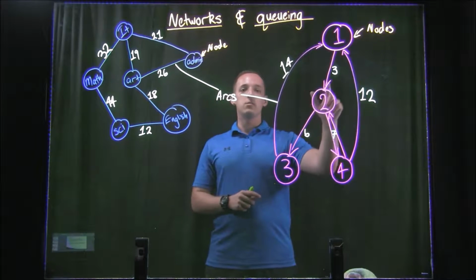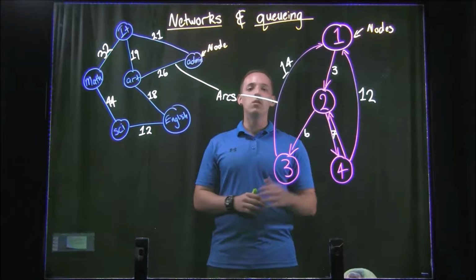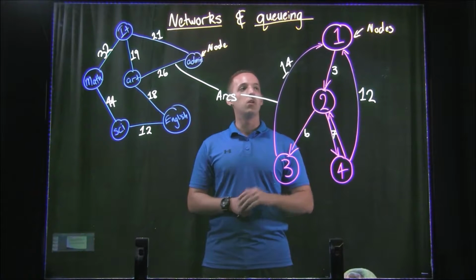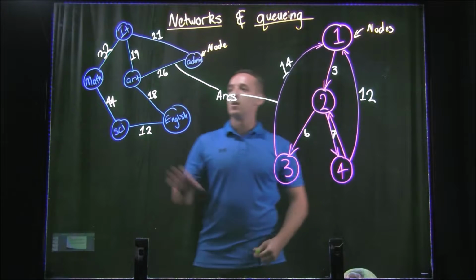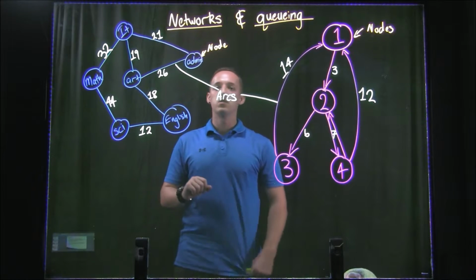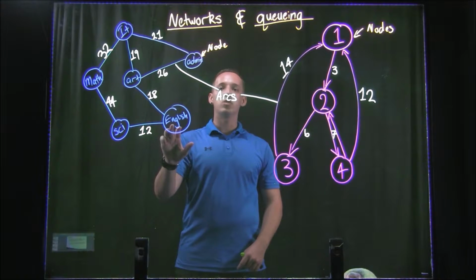In this example, you can see there's some arrows. When there's an arrow, it means that that's a single directional travel. So 1 can go to 2, but 2 cannot go back to 1. In this example, where there is no arrows, it's just free reign. Art can go to English, English can go back.